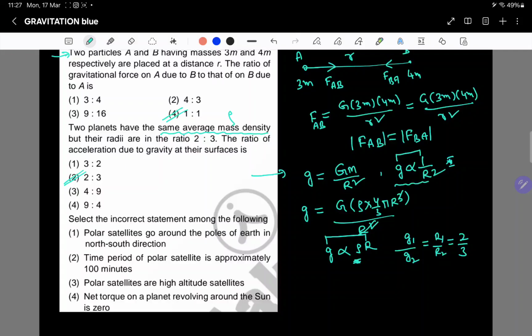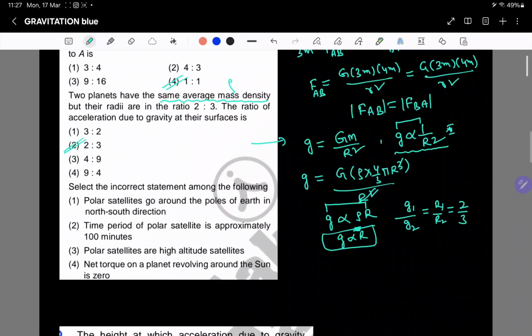Please remember this point. g is inversely proportional to r square, mass is constant. g is directly proportional to r, density constant. Please note down this point.